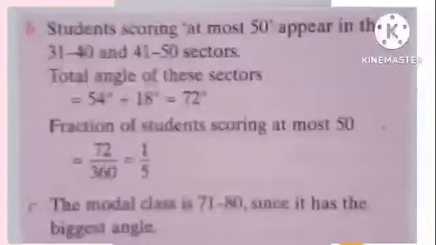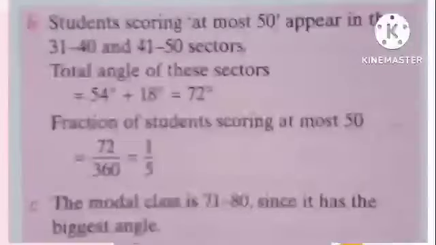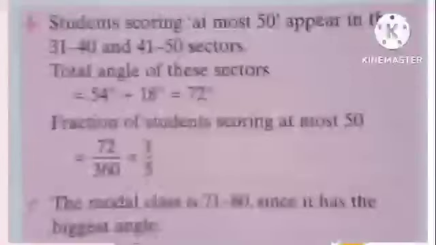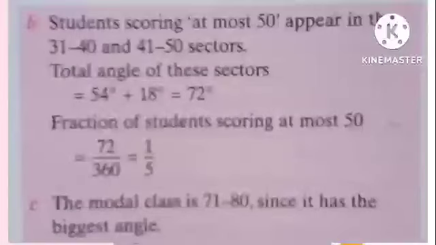Now, continuing from where we stopped, that is not the end of the question. We still have 2 more sub questions, and that is question B, which says the students scoring at most 50, and that appears at the 31 to 40 and 41 to 50 sectors. So that is the students that scored lower than 50 or 50. When we add the total angle, that's 72, and the fraction will be 1/5. So what we are looking for here is just the fraction of students that scored at most 50 marks.